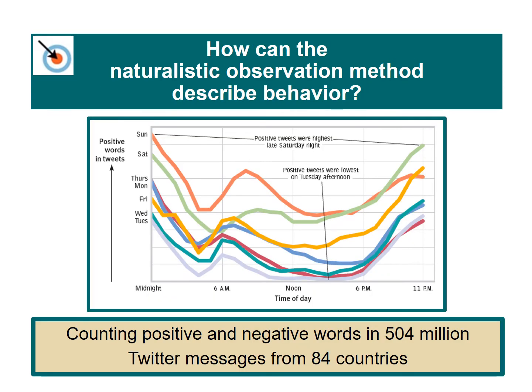How can naturalistic observation method describe behavior? So you can look at trends over time. So here we're looking at counting positive and negative words in 504 million Twitter messages from 84 countries. So we've got positive tweets were highest late Saturday night, positive tweets were lowest Tuesday afternoon, positive words in the tweets. So you can look by graphing and looking at trends over time.